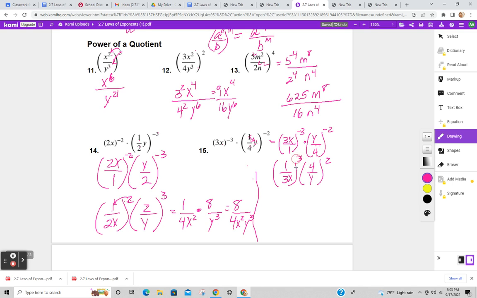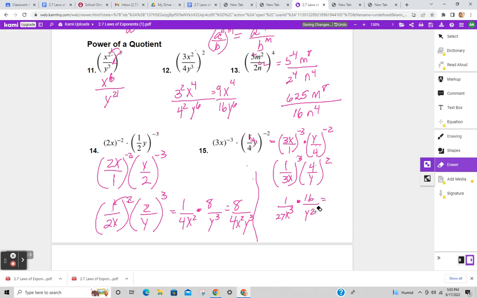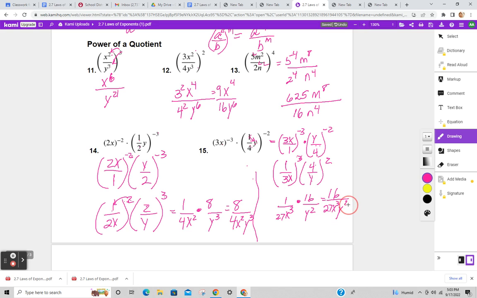All right, so 1 cubed is 1. 3 cubed is 27. X cubed is x cubed. Times 4 squared is 16. Y squared is y squared. And now I can simplify that. All right, 1 times 16 is 16. In the denominator, I have 27x cubed times y squared, so that'll be 27x cubed times y squared.